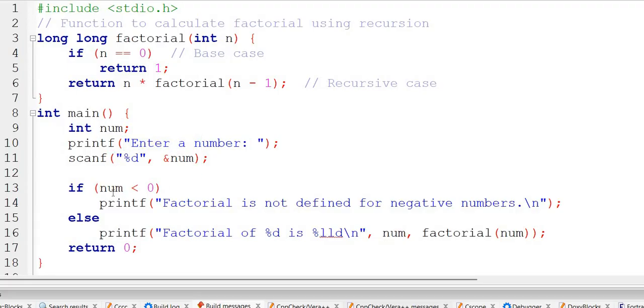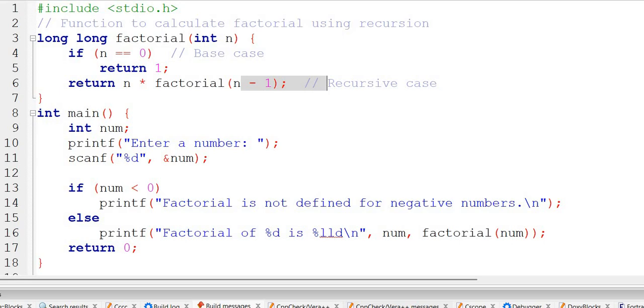Okay. If n is less than 0, that means it is a negative number, so factorial is not defined for the negative number. If any positive number, you can enter any positive number, then you can call the factorial function. So the factorial function we already discussed. Factorial of, for example, 4: if n equal to 0, return 1. If the condition fails, then the else statement is executed, return n into factorial of n minus 1. Already we discussed. So this is the base case, this is the recursive case.